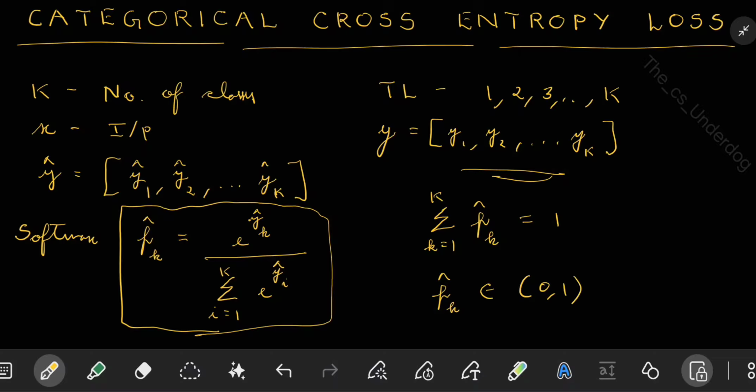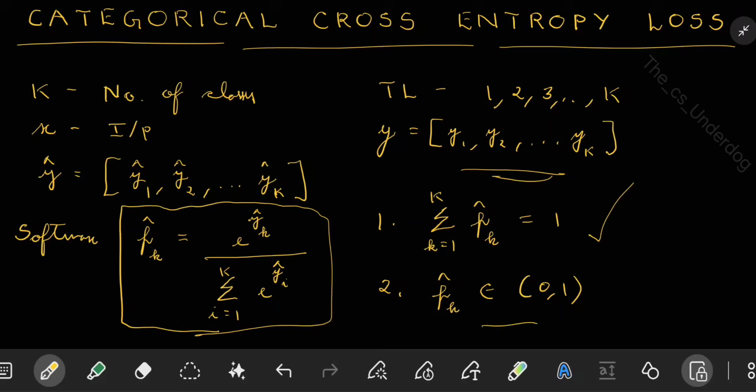So let us see how these claims hold here. First is this, second is this. The first claim holds because my denominator is the sum of all the numerators, that is e raised to yk for each of these classes. If you sum all those numerators, that is what I am putting in the denominator, which means if I sum all the values of pk cap, I will anyway get 1. So the first part is clear.